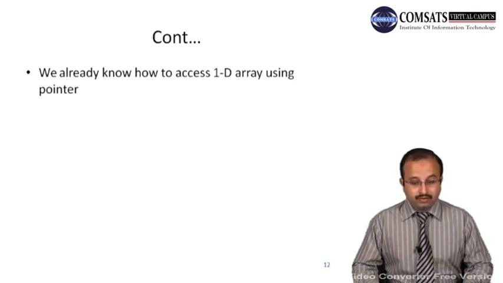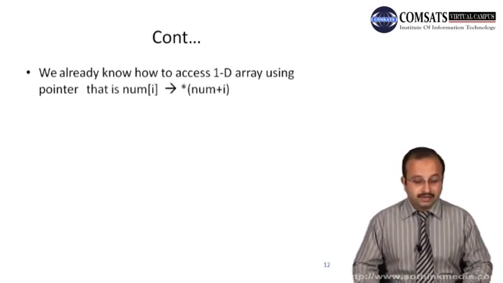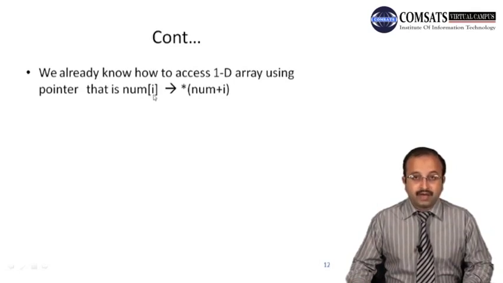So we already know how to access a 1D array using a pointer. ये पहले हम देख चुके हैं किस तरह से. That is, if we have an integer array, let's say we have an integer array num, so num of I will give you the value at the ith index in the num array. The same could be accessed using star of num plus I. So num is the base address of the array. You will add I to it, and then there is the star operator, so it becomes value at this address. So both will give you the same thing.